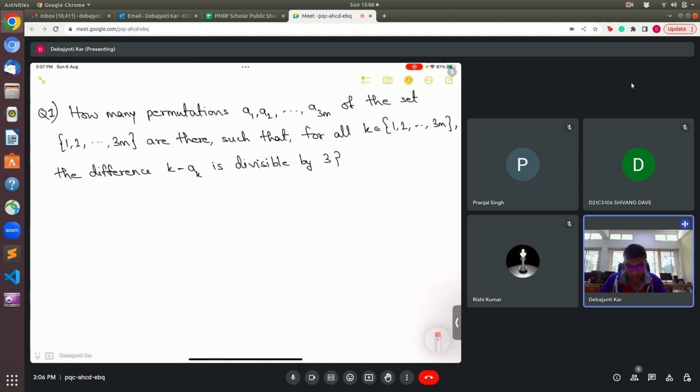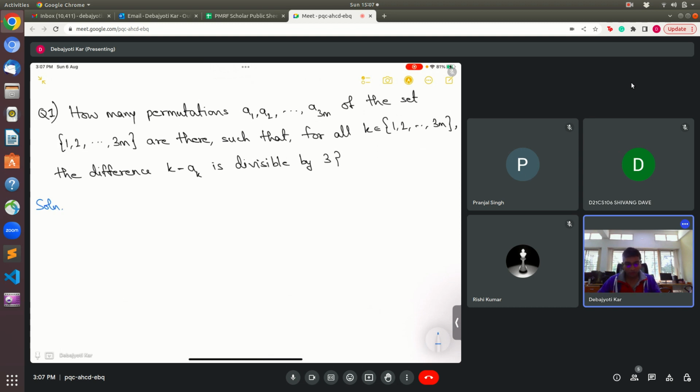The problem says: how many permutations a1, a2 up to a3m of the set of the first 3m natural numbers are there, such that for every index k, the difference k minus ak is divisible by 3. So what does this mean? We have to count the number of permutations of this set such that for every index, the difference of the index and the number present at that index is divisible by 3. Okay, so how do we solve this?